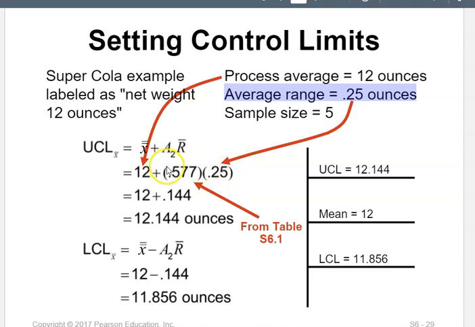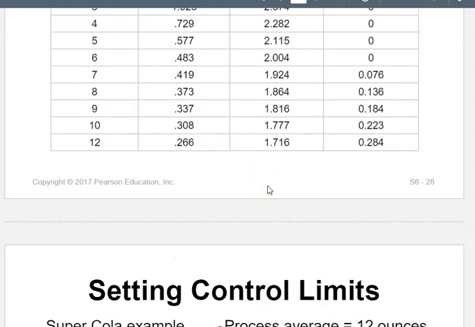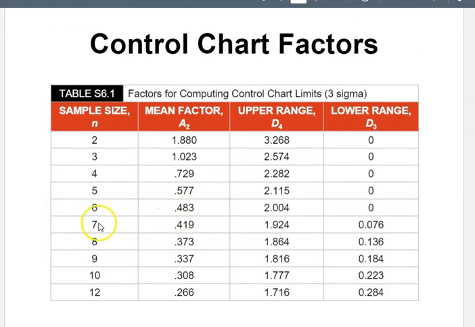This is already given. If it's not given, you will calculate it. So that's given to us. The only thing left is I need the A number, right? Where do I get the A number? From the table. How do I know from that table which one of these I should take? I need to look at the sample size, right? So what's the sample size for that case? 5.